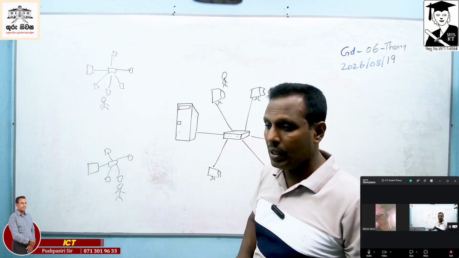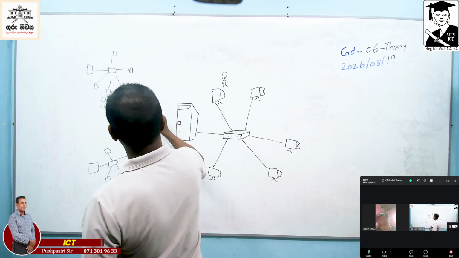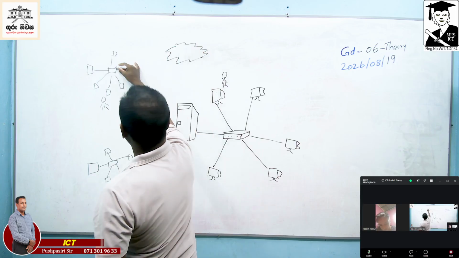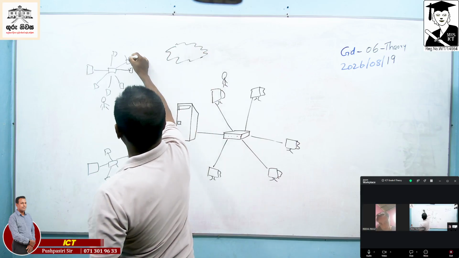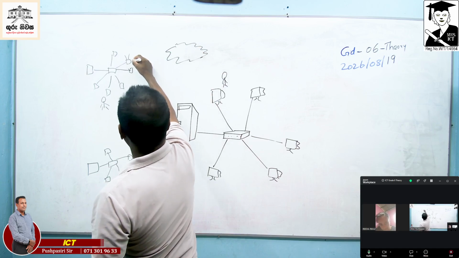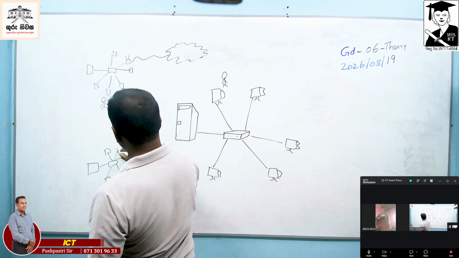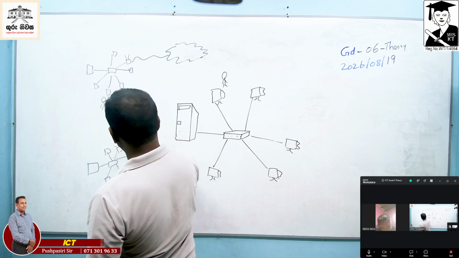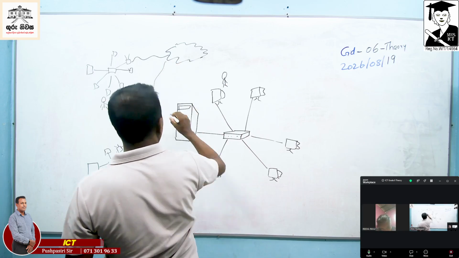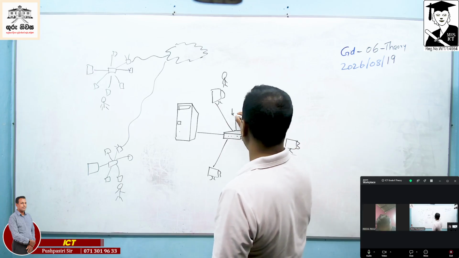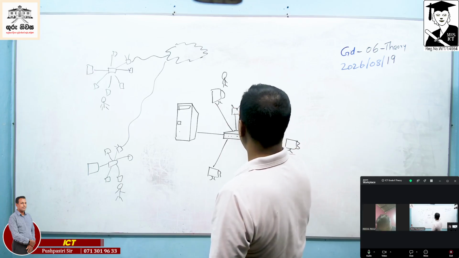So that means there is an internet available here, right? Here there is a router, or a switch. From the router it's connected to here. In here also we have a router, from the router it's connected to here. And in my network I also have a router here, right? So from the router I am connected to here.